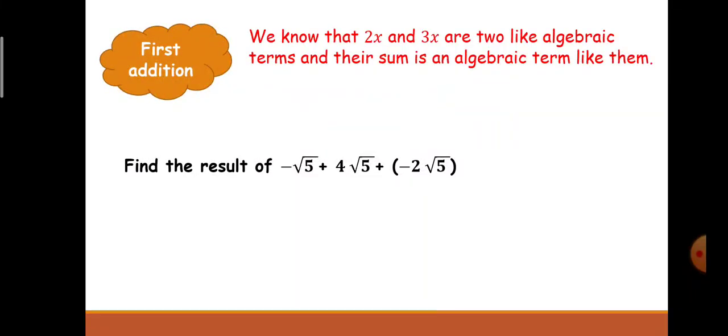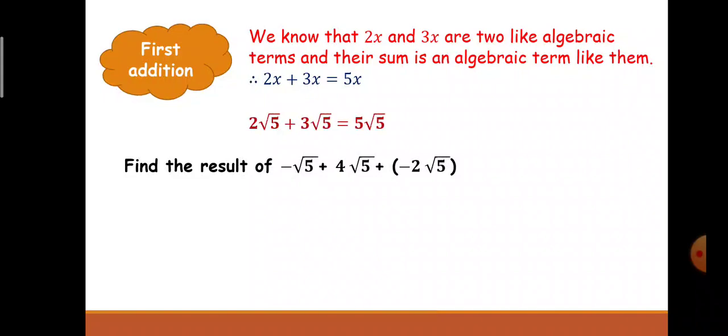Today, our lesson will be operations on the real numbers. As we studied before, now we will talk about the addition operation. We know that 2x and 3x are two like algebraic terms and their sum is an algebraic term like them. So if we add these two like terms, which are 2x and 3x, the result will be 5x. We add the two coefficients of these two like terms, which are 2 and 3. The result will be 5.